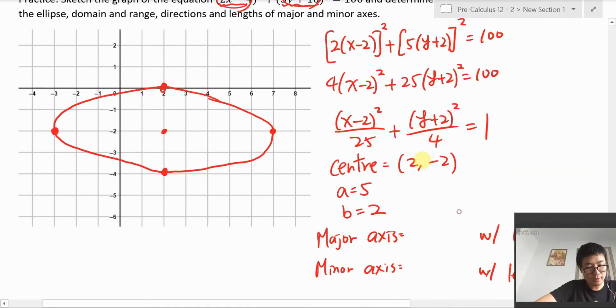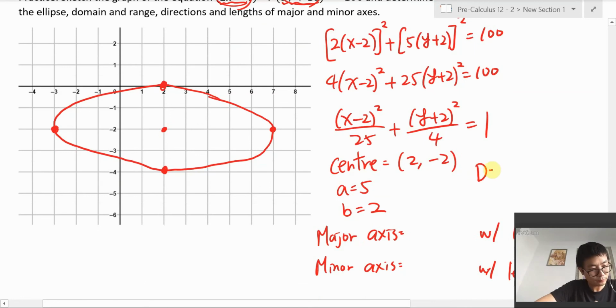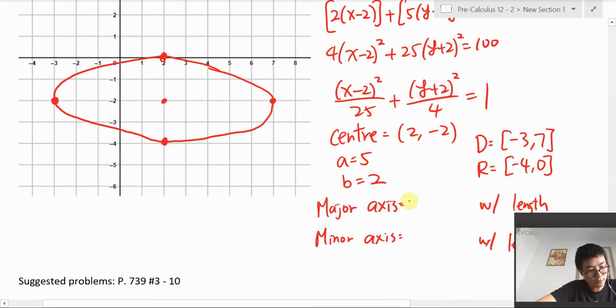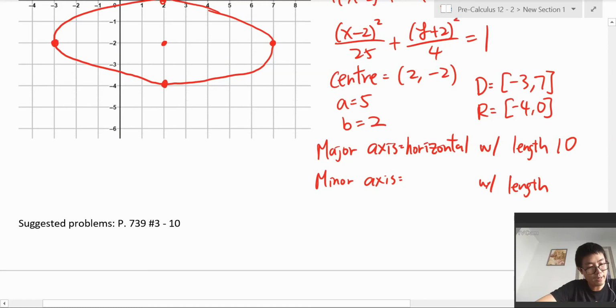Okay, so we have domain and range. Domain goes from -3 all the way to 7, and range goes from -4 to 0. We have major axis, which is horizontal, and length is going to be 2 times a, in this case, 10. Minor axis, then it's going to be vertical, and that will be with length of 4, 2 times b.